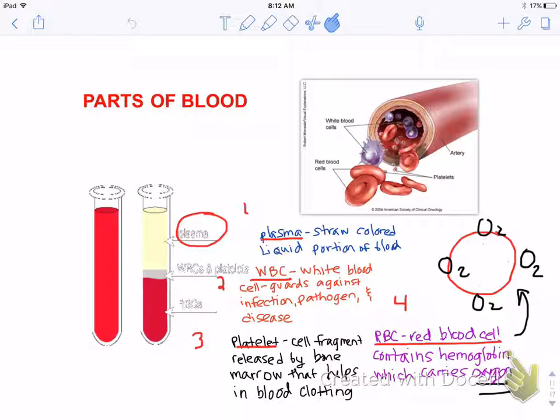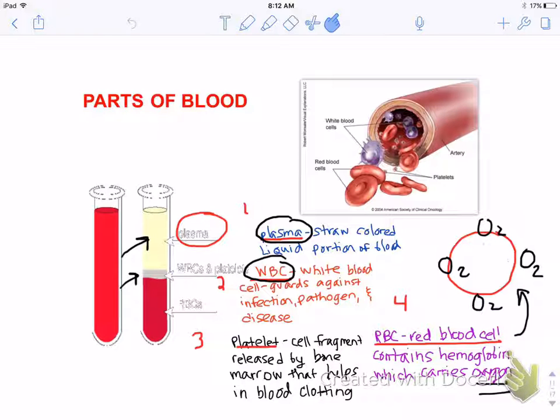So the cardiovascular system contains blood. Blood has 4 elements in it. One aspect of blood is the plasma. The plasma is the liquid portion of the blood, and it's straw-colored. This is the plasma. The second part of your blood are the white blood cells. The white blood cells are used when you have an infection.